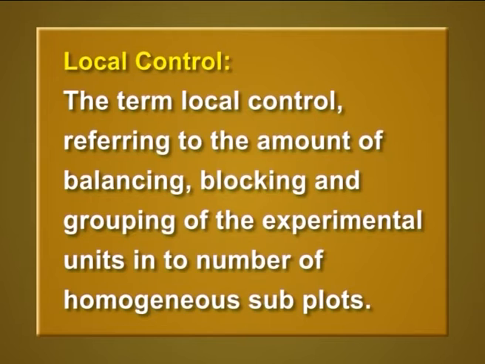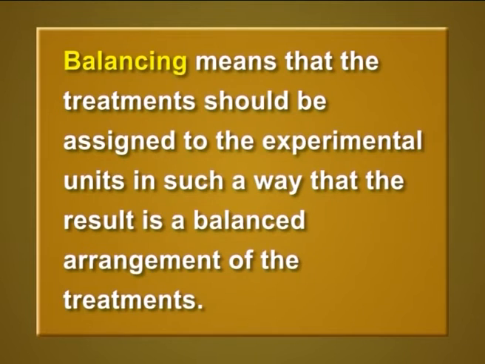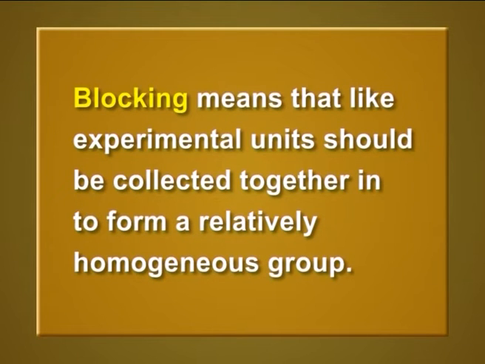Local control. The term local control refers to the amount of balancing, blocking and grouping of the experimental units into a number of homogeneous subplots. Balancing means that the treatment should be assigned to the experimental units in such a way that the result is a balanced arrangement of the treatments. Blocking means that like experimental units should be collected together to form a relatively homogeneous group.